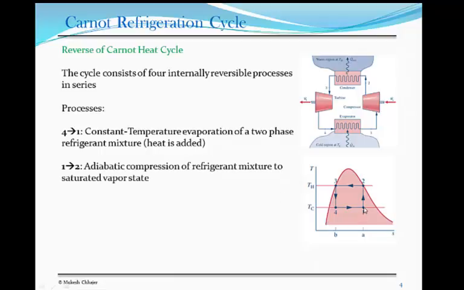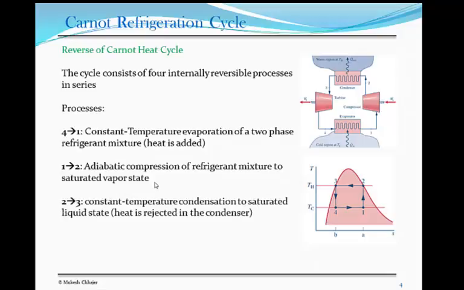Then 1 to 2, which is the compressor, is adiabatic compression of the refrigerant mixture to the saturated vapor state. 2 to 3 is the constant temperature condensation to the saturated liquid state where the heat is being rejected. And then 3 to 4 is adiabatic expansion through the turbine. That's this one right there. So that's the complete cycle.